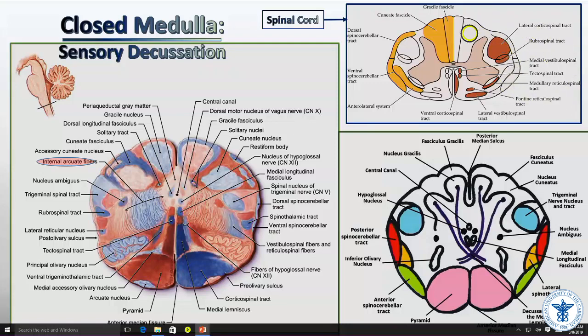There are some of the tracts which carry on from the medulla into the spinal cord, and then the newer ones that are added there. This is just a line diagram of the same, and you can see the sensory decussation being shown over there.